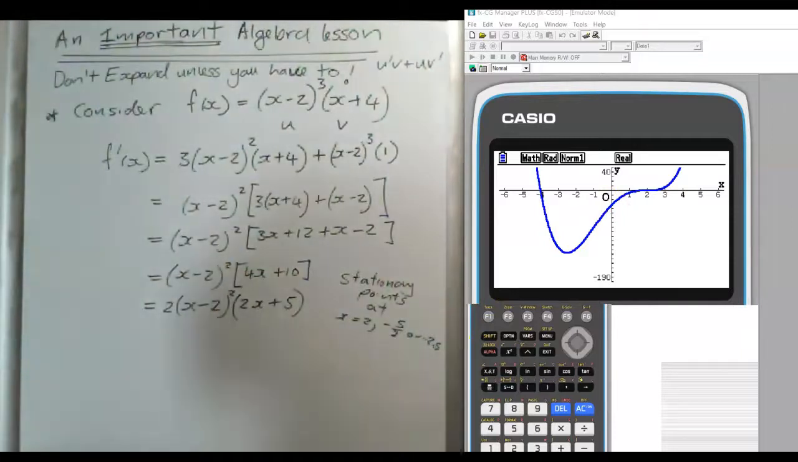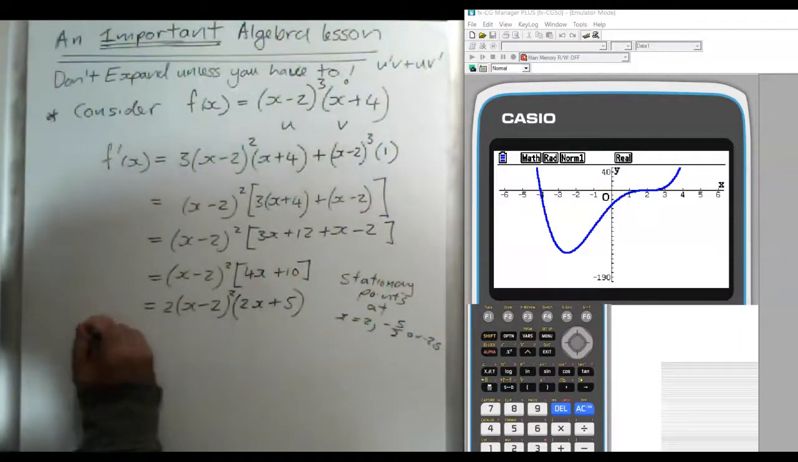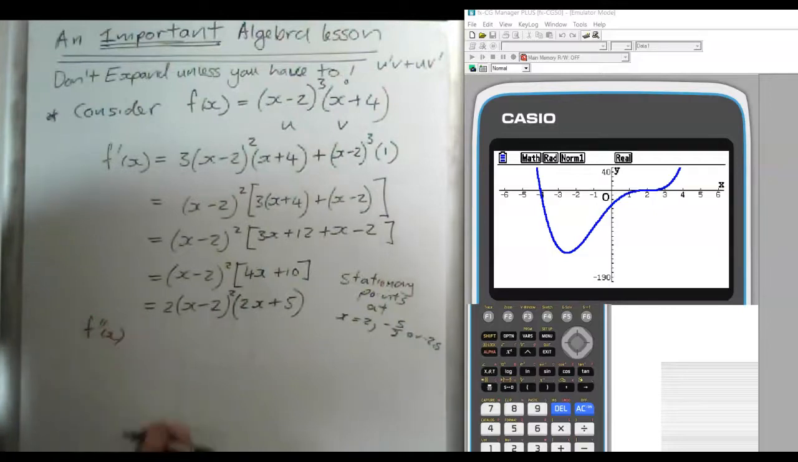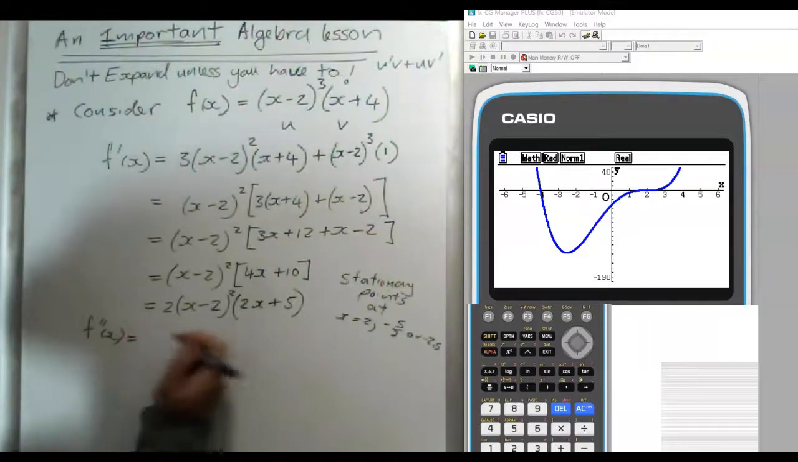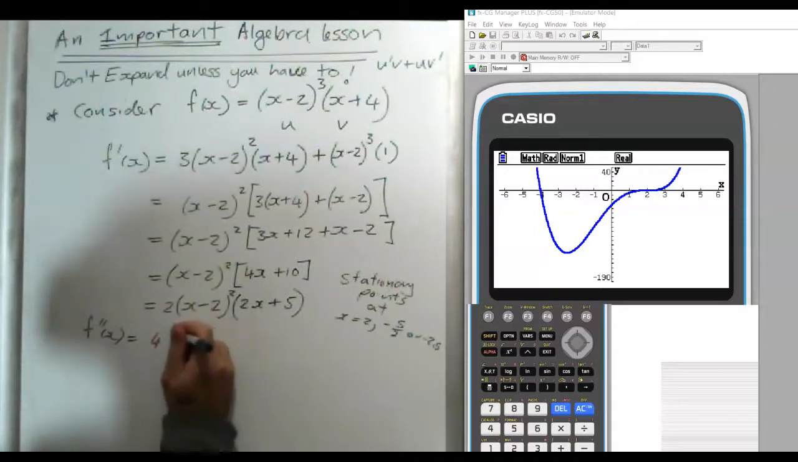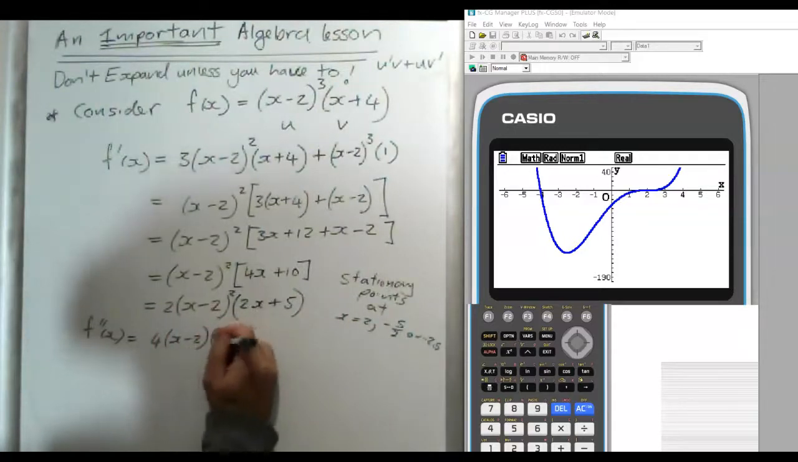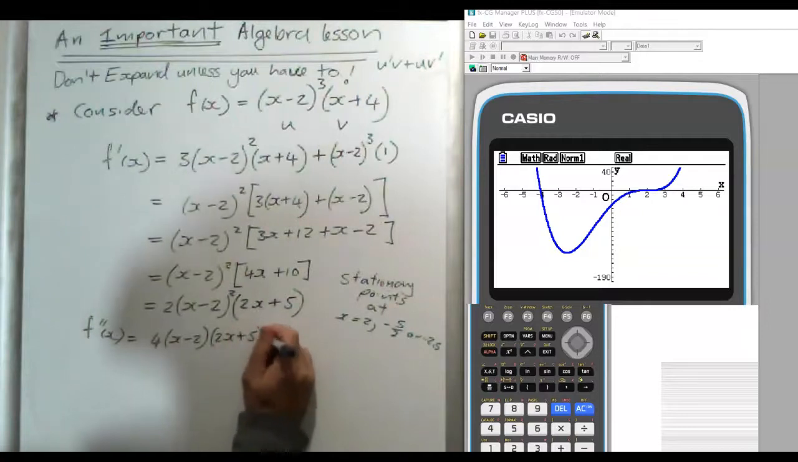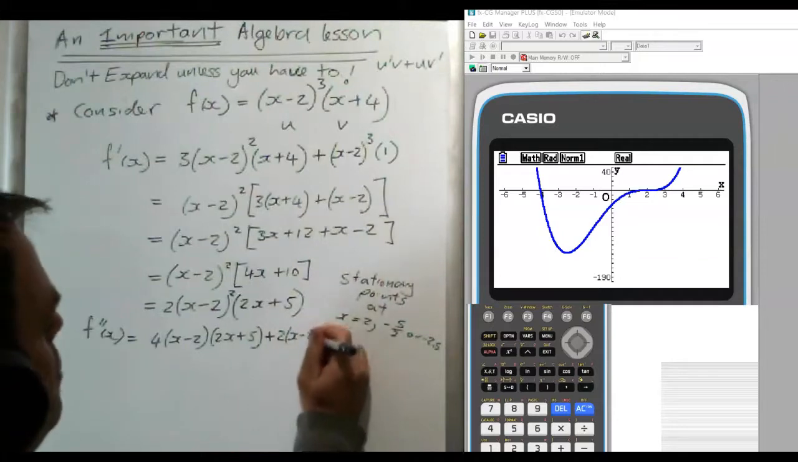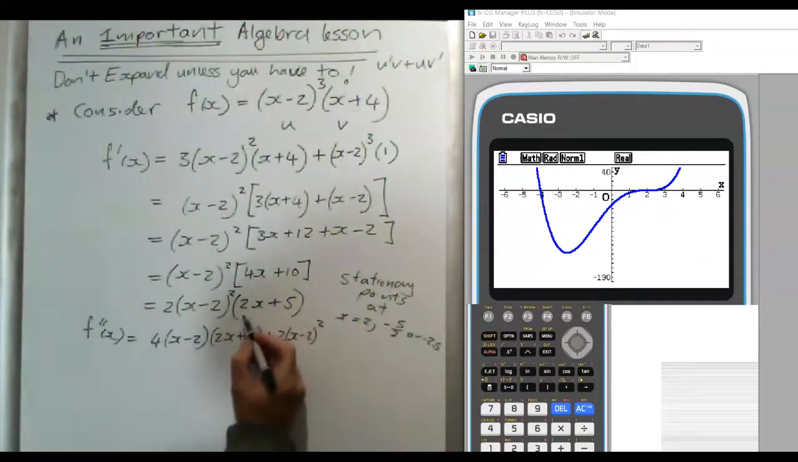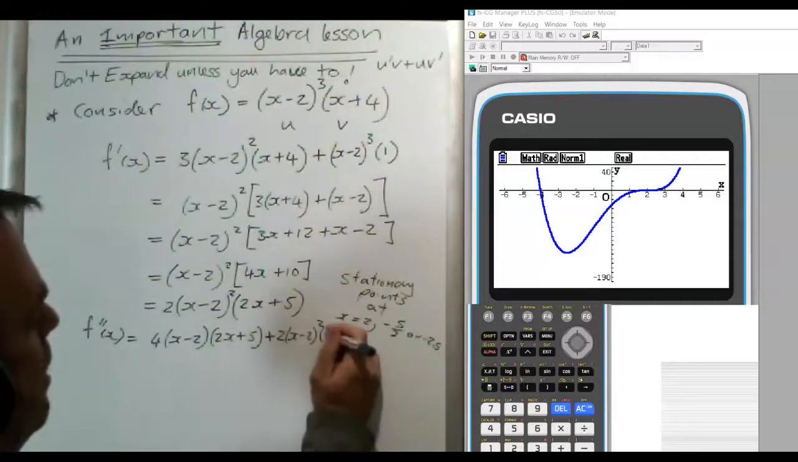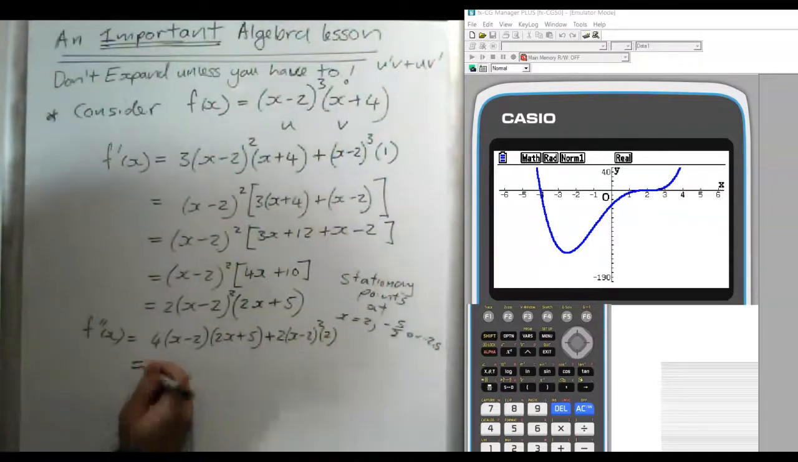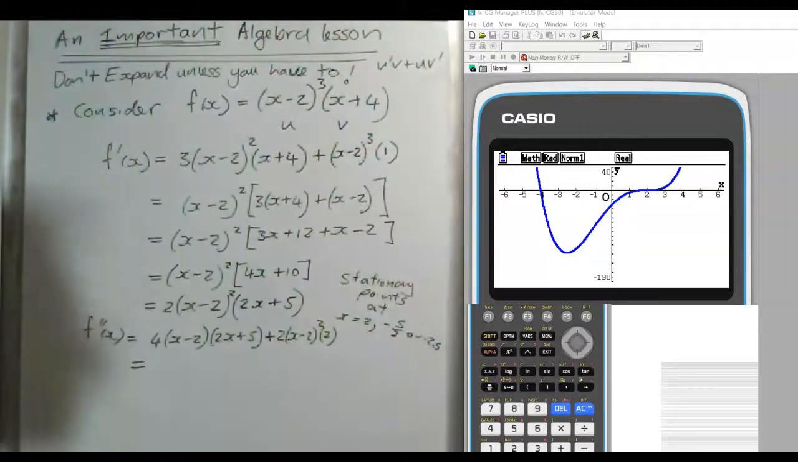Do you know what? I've had to think about it and I'm going to try anyway to fit it in. So the second derivative. Okay, let's squeeze this in. It's the same process. It might actually be a little bit easier. So we'll differentiate the first factor, so 4(x minus 2), leave the second factor alone, 2x plus 5. Then plus, and then we've got 2(x minus 2) squared. And then when we differentiate this factor, we'll have an extra 2.